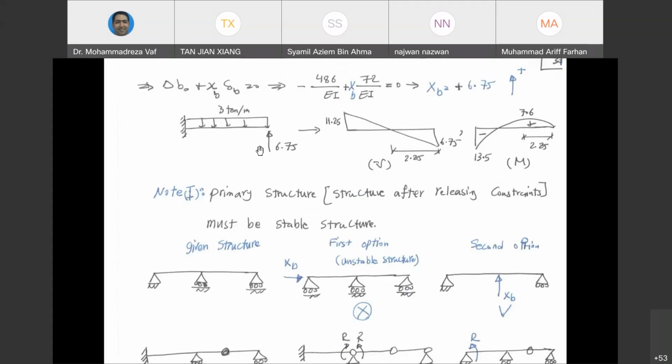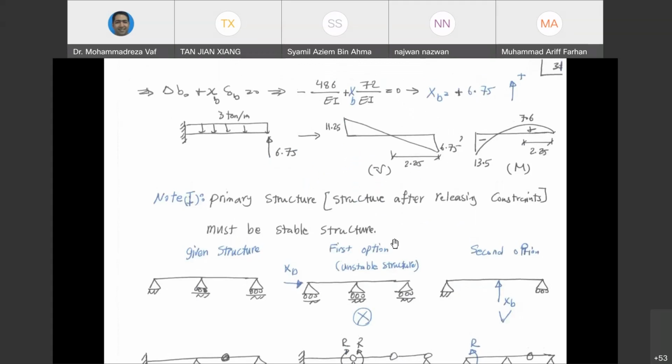Sigma of y equals to 0 and sigma m equals to 0. You get the bending moment. Okay, so this is the first example. We will see another example after this.